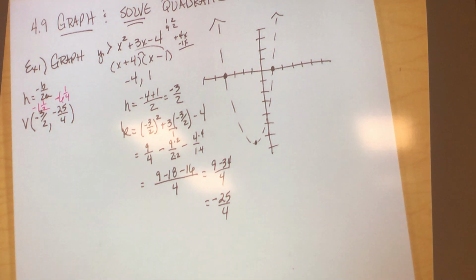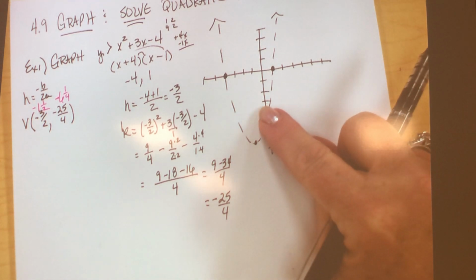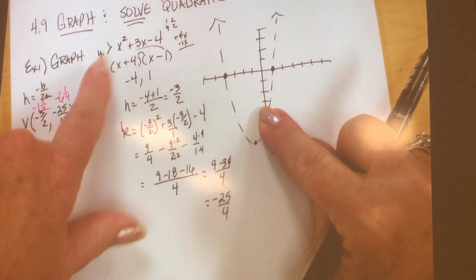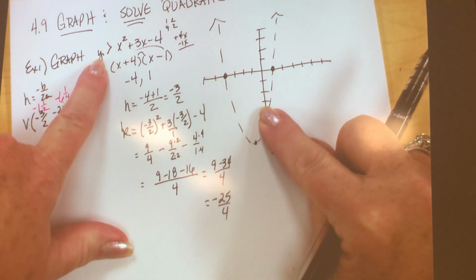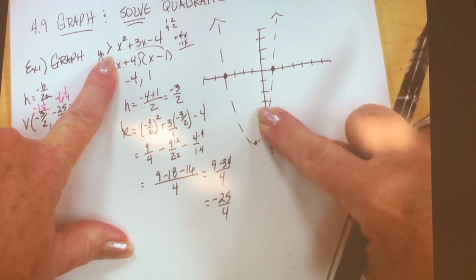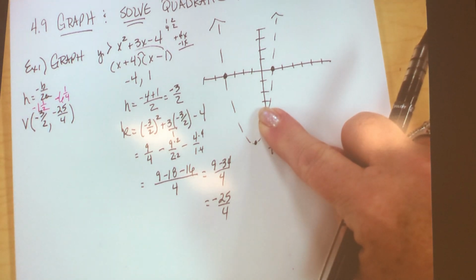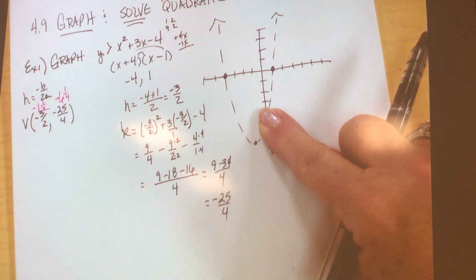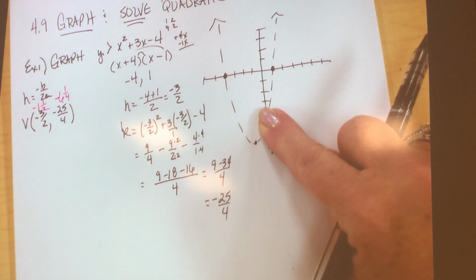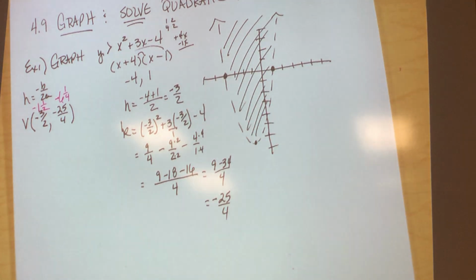Remember what I taught you. Put your finger where your graph crosses the y-axis, okay? And then this guy tells you what kind of y's I want. I want the y's that are greater than. Would that be above my finger or below my finger? Above. So now your choice is, if I go above my finger, am I inside the parabola or outside the parabola? So that's what I shade. And that's my answer.